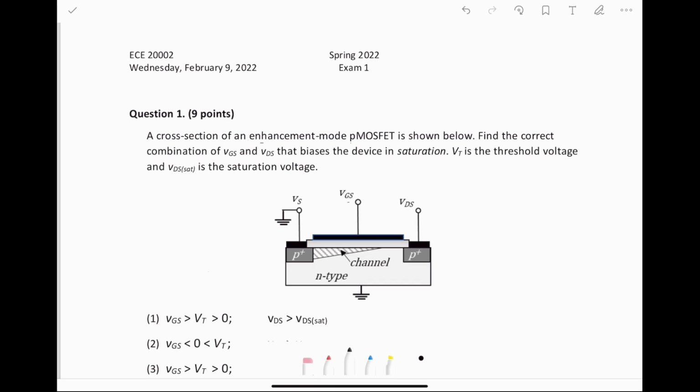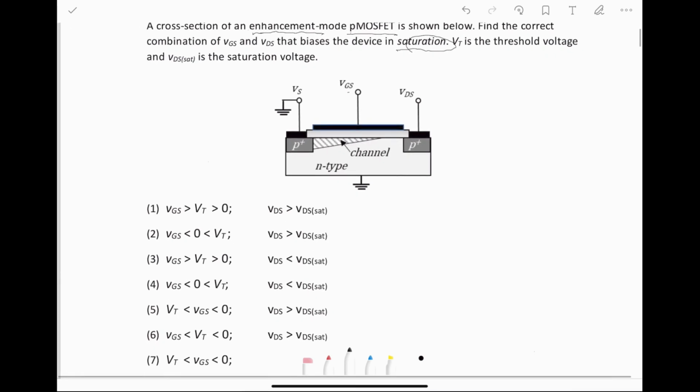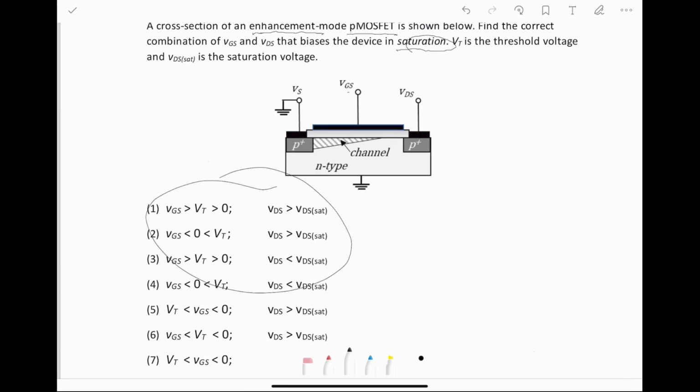Okay, starting off with question 1. A cross-section of an enhancement mode PMOSFET is shown below. Find the correct combination of VGS and VDS that biases the device in saturation. So the critical information here is that we have an enhancement mode PMOSFET, and they want us to describe it in saturation. The answer they want is going to be in the form of these saturation inequalities.